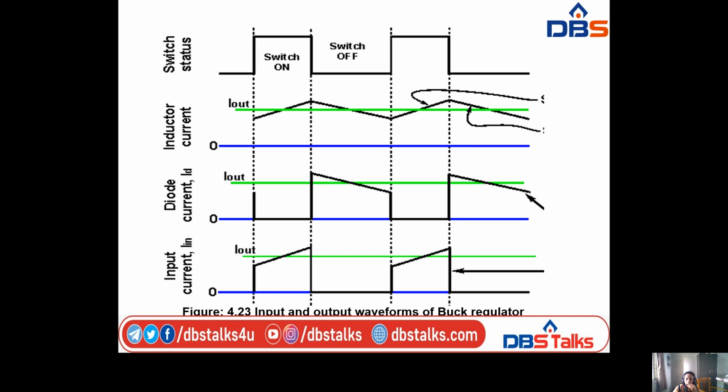And the output current will be in continuous mode of operation, whether the switch is in the on position or the off position. The current flowing through the load will be continuous. Why? Because the inductor stores the energy. Whenever the switch is in the off position, the inductor current flows through the load. Figure 4.23 shows the input and output waveforms of the buck regulator.